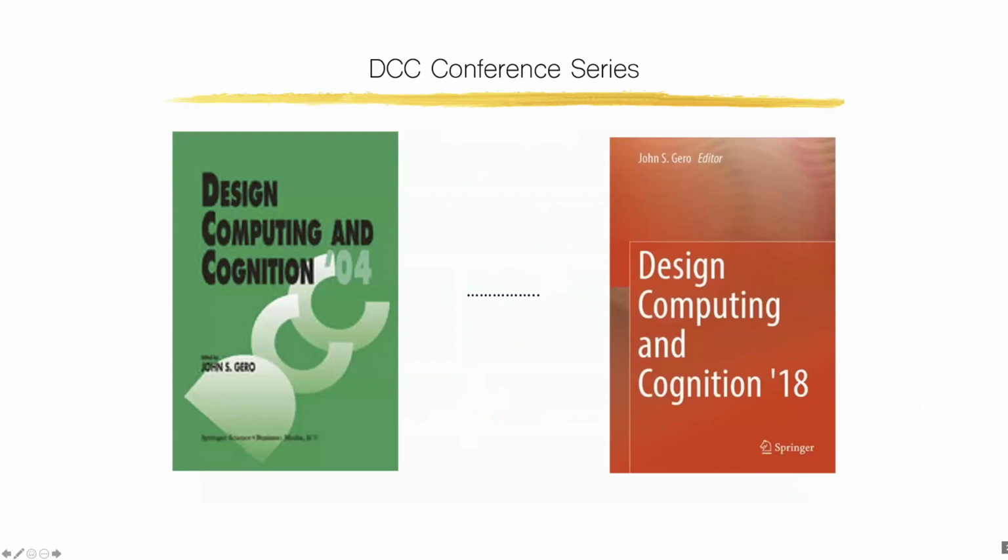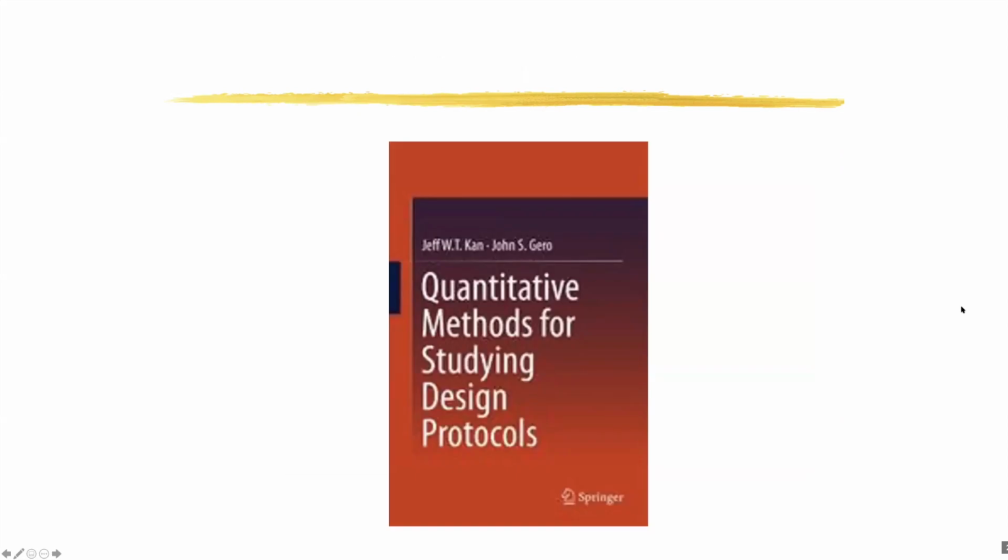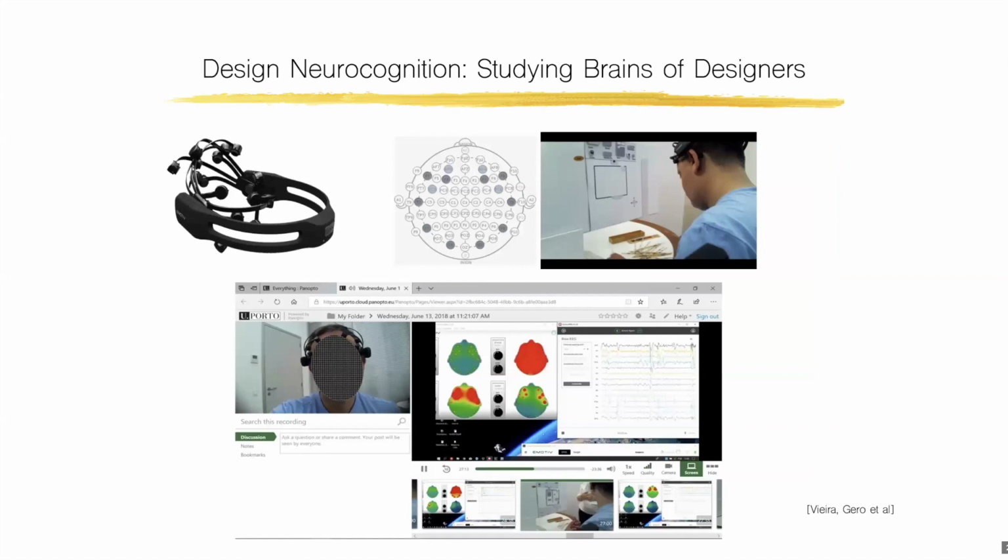Of course, we always produce works that are of a different kind. So we took the Artificial Intelligence in Design conference series and converted it to Design Computing and Cognition, which is still running. We took the work from protocol analysis and turned it into a methods book. And more recently, we've moved into this area of design neurocognition, studying the brains of designers.